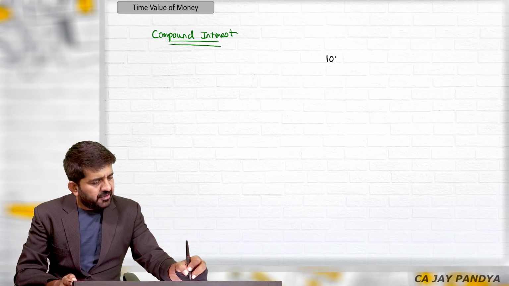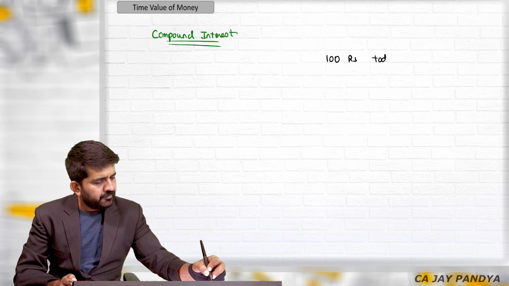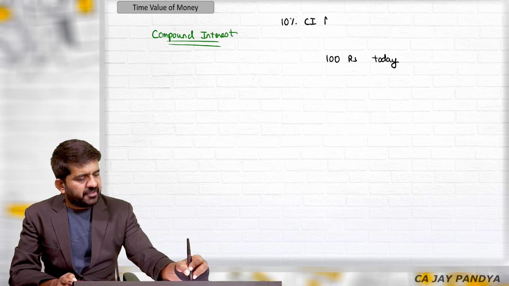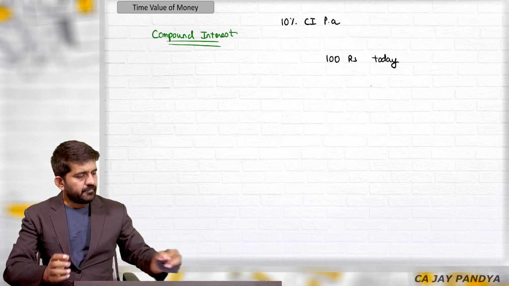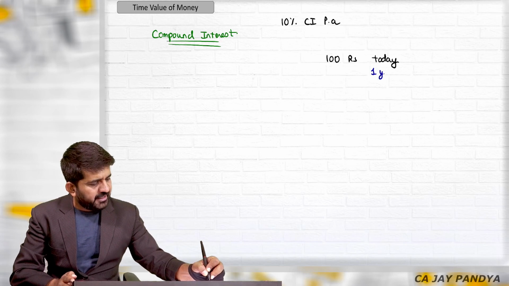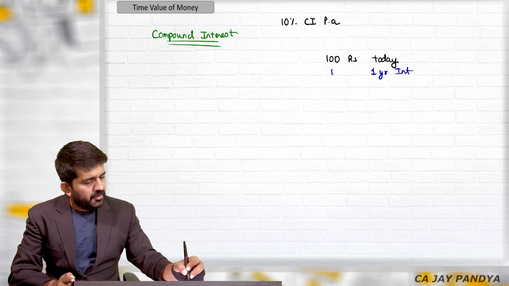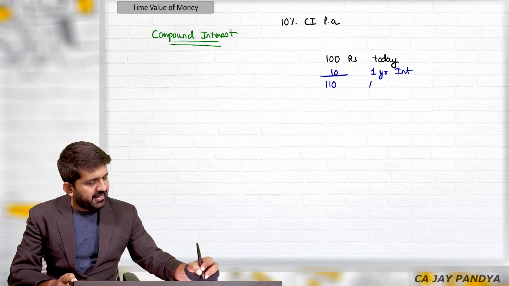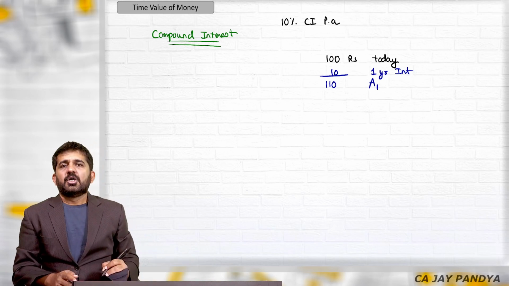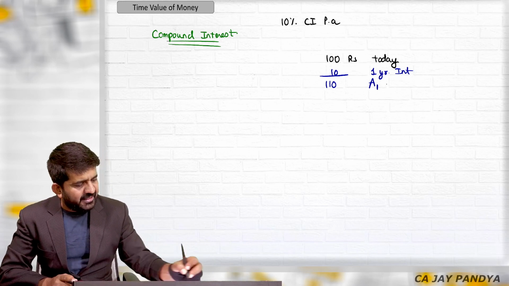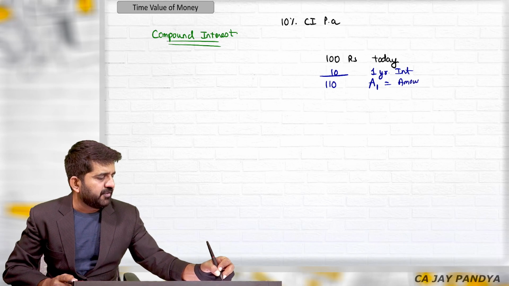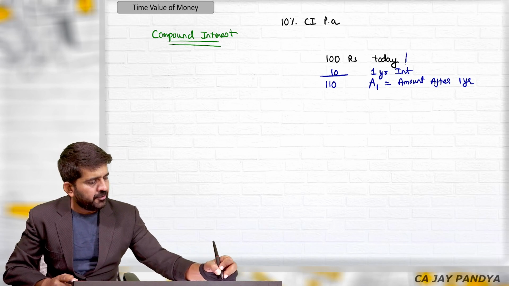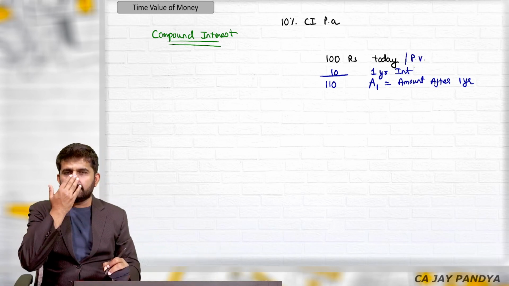If you invest 100 rupees today at 10% compound interest per annum, your first year interest will be rupees 10. So you will be getting 110 rupees after 1 year. Now those who don't know, this 110 is also termed as amount after 1 year. This 100 rupees is also termed as a present value.